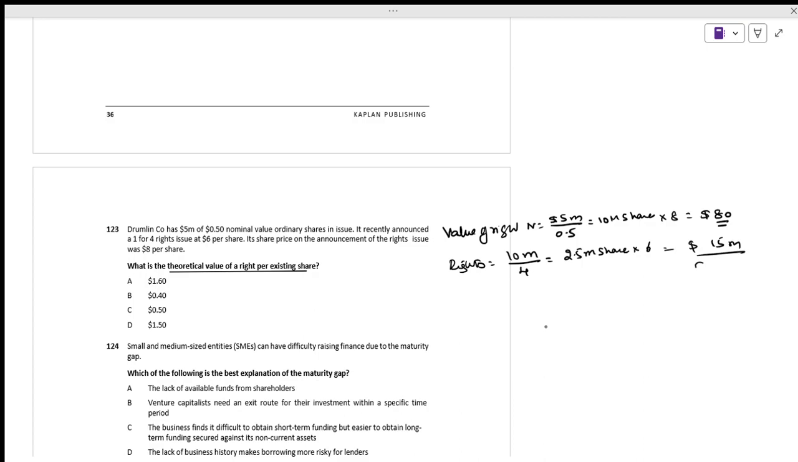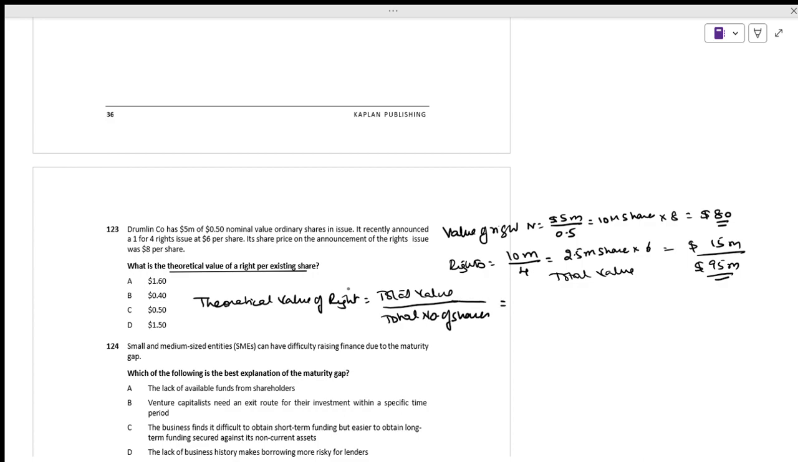Total comes to 95 million. This is the total value. The theoretical value of a right is total value divided by total number of shares. This is the shortest formula.